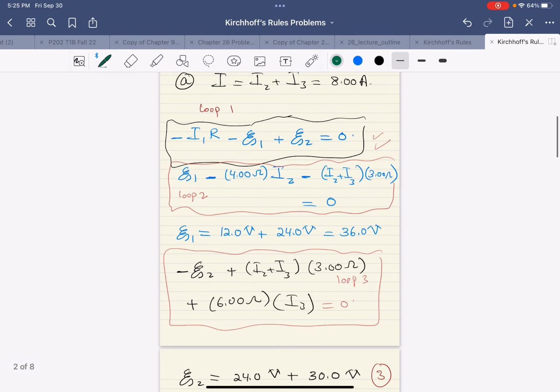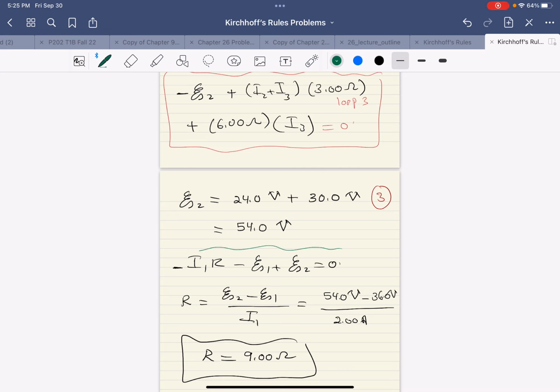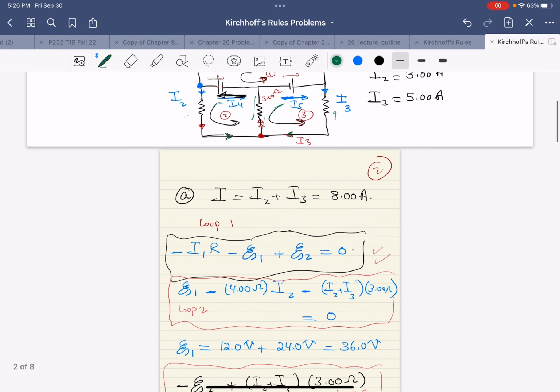Now also remember, we found this from loop 1. When we apply Kirchhoff's rule there, we are able to calculate R as EMF2 minus EMF1 divided by I1, and that is 9 ohms. Then I was able to calculate the current in the 3 ohm resistor. I was able to calculate the unknown EMF1 and EMF2, and also the resistance R.